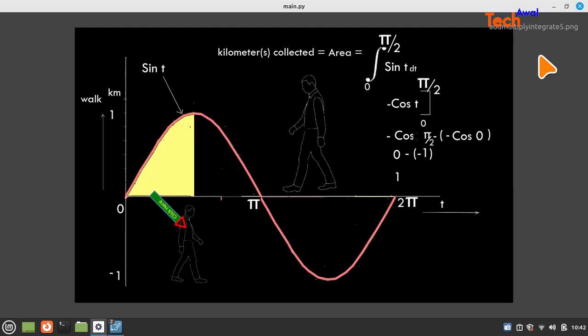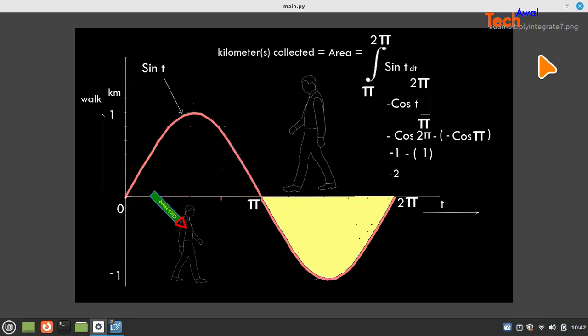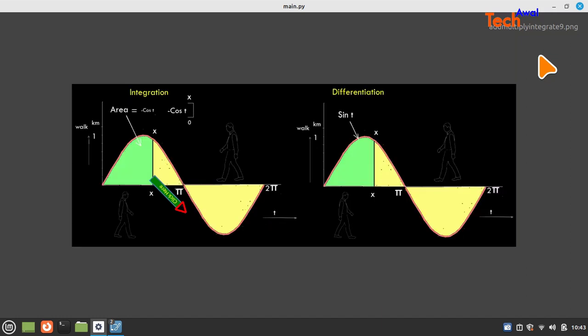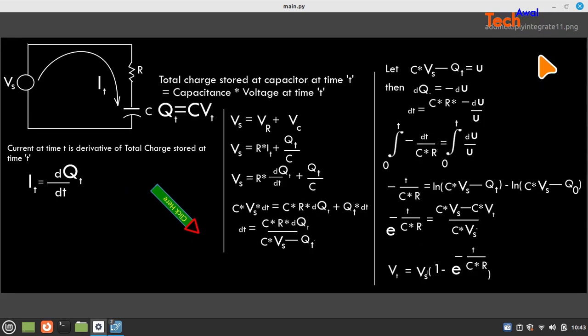Now we go further and we see range by range, we calculate the area and we see the integration. And in the sine wave, we calculate the area and we come to a solid concept, that integration is nothing but the area. And if we know the area, then calculating the differentiation is getting back its equation.